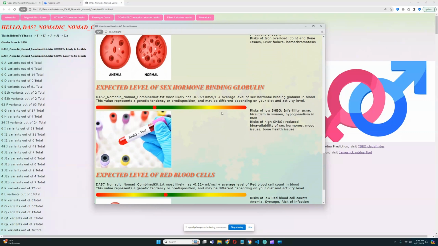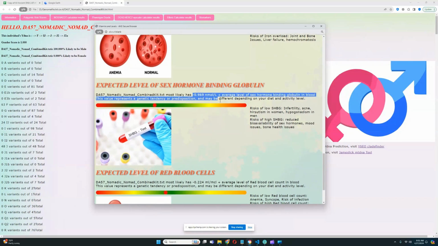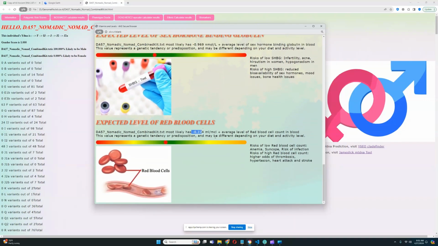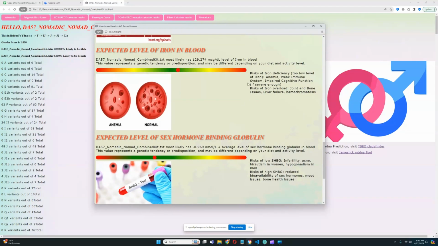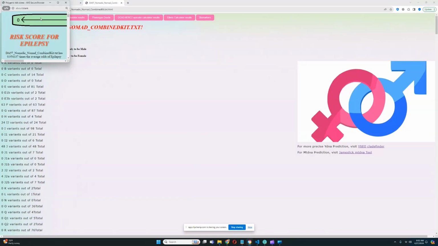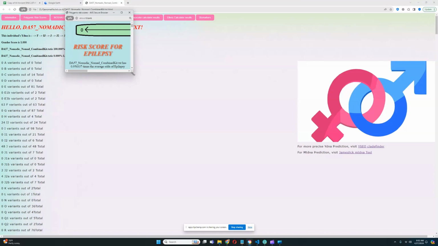For sex hormone binding globulin, looks like they have below average score for that, and for red blood cell count, below average score as well. So I'm going to have to check the hemochromatosis panel because they're scoring quite high for the iron in blood, and this looks like they might be having some risk variants for hemochromatosis based on this score. Let's see the polygenic risk scores real quick.